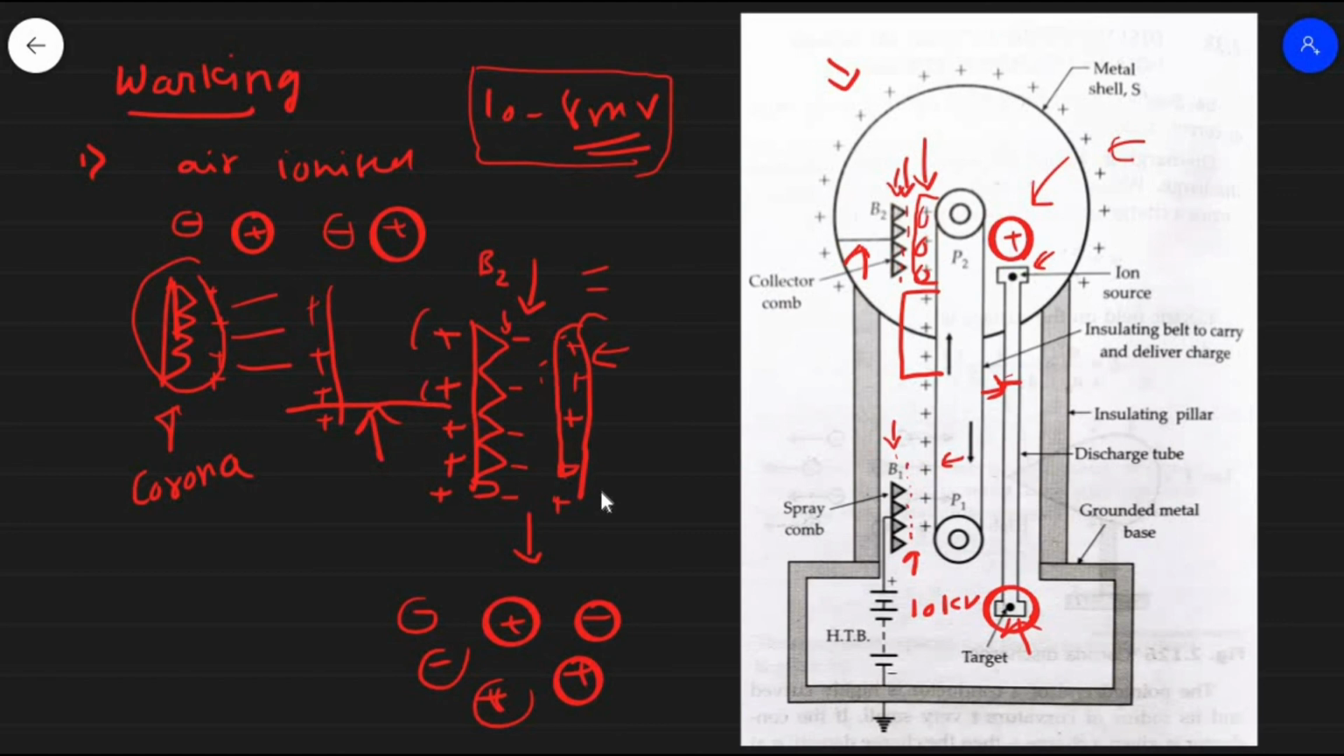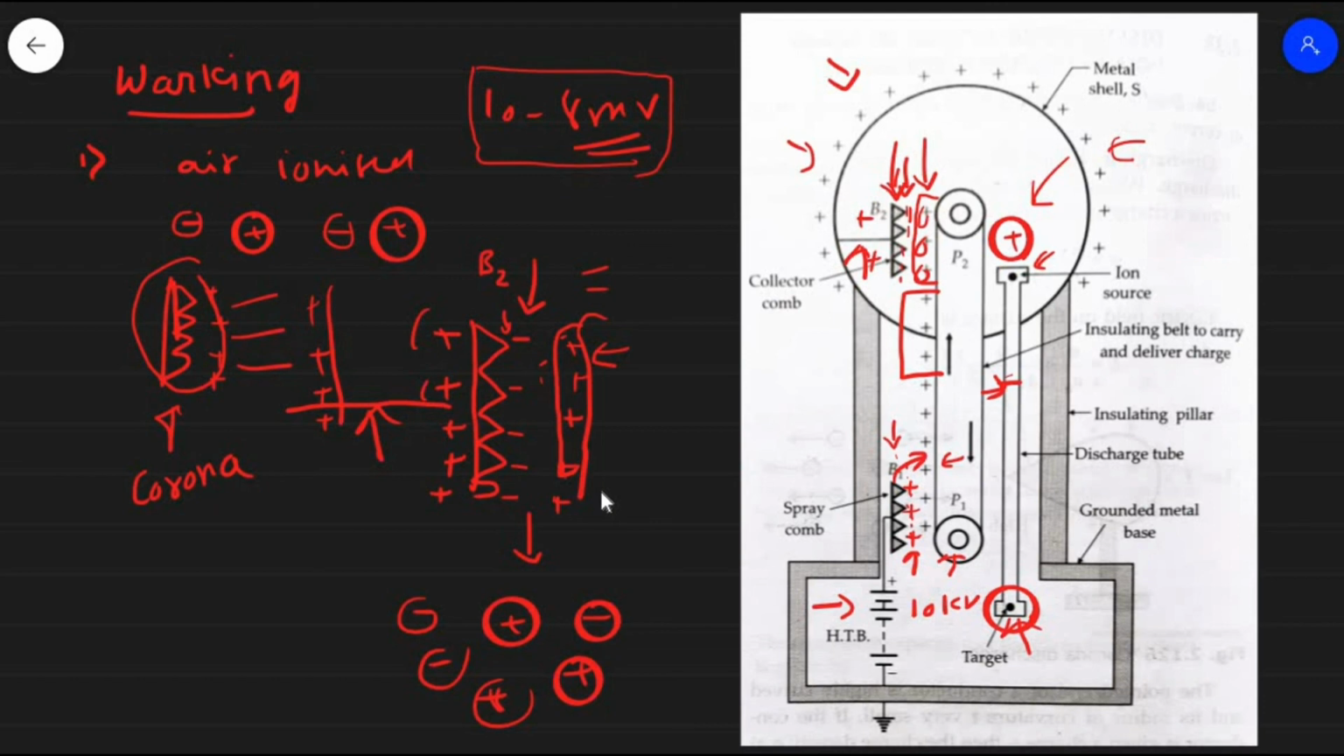So first of all, we give a high potential from this point. Because of this high potential, positive charge starts accumulating at this point of a spray comb. Okay, this positive charge will get sprayed to this belt, and this positive charge will move upward with the help of this pulley system. When this pulley system moves upward, what will happen at this point? This positive charge induces the negative charge at this point of the spray comb, right? And the negative charge is induced at this point, and the positive charge will get induced at the farther point, right?